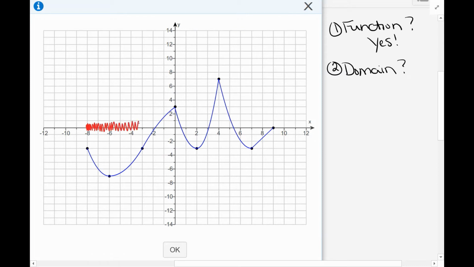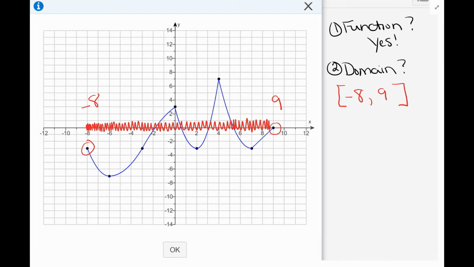All of this is part of your graph. All of this, all of this, all of this. Now I'm going to keep going till I get to the highest x value right here. And what is that? 9. So it starts at -8 and it ends at 9. There is a solid dot at -8 and right here at 9. What that means is that we're going to have brackets there. So from -8 to 9, that is our domain.